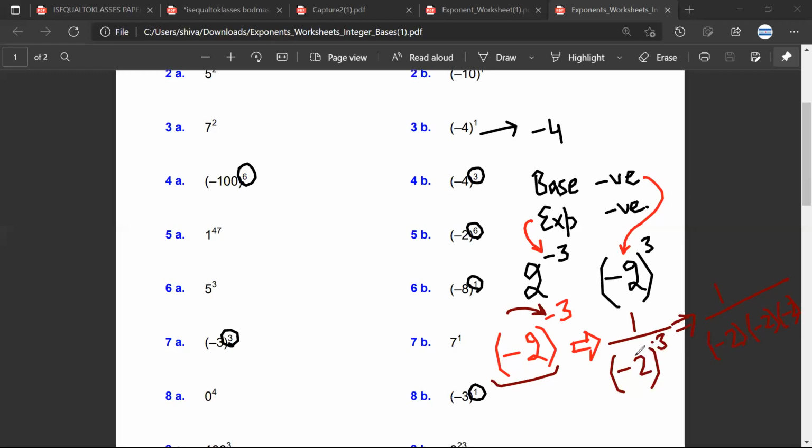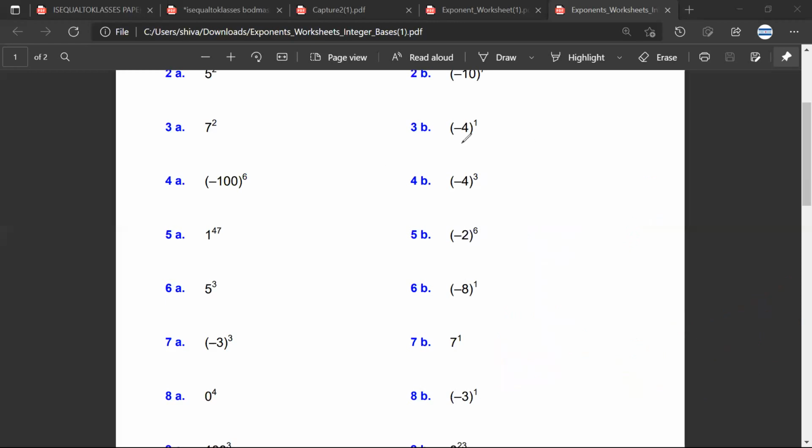This implies that minus 2 would be multiplied 3 times. And this would be equal to 1 upon minus 8. Sarthak, any doubt? No, sir. So the answer to this would be minus 4. What would be the answer?